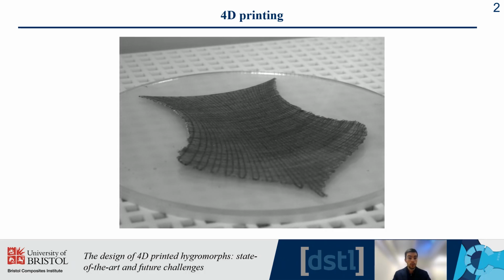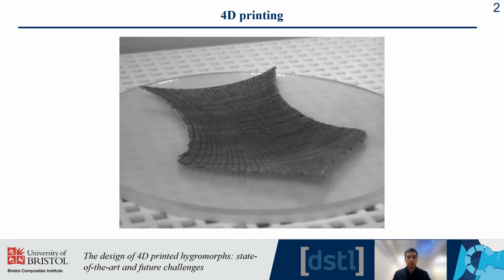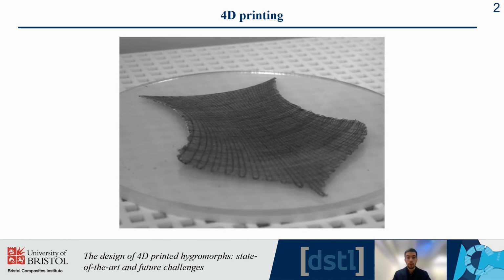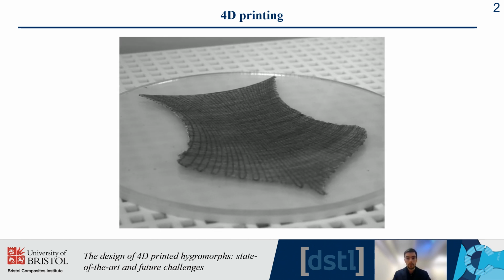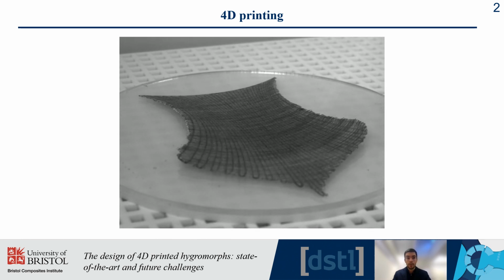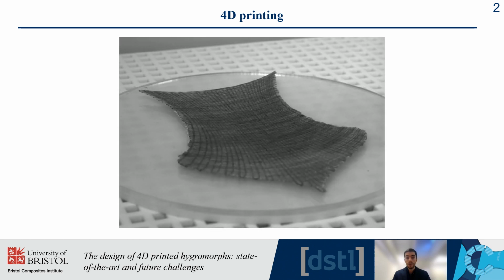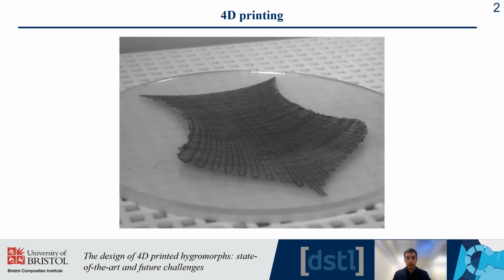So the first thing I want to discuss is the definition of 4D printed. In 4D printing, the first three dimensions refer to the production of a part via additive manufacturing techniques. And the fourth dimension refers to time, and especially to the transformation of the printed part occurring if the part is placed in a specific environment.